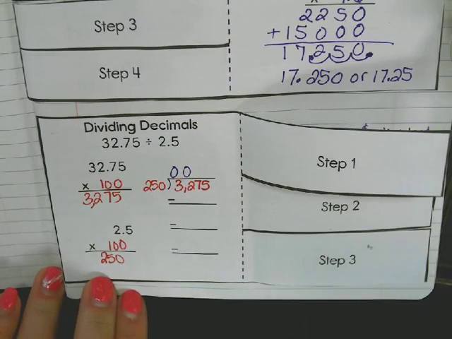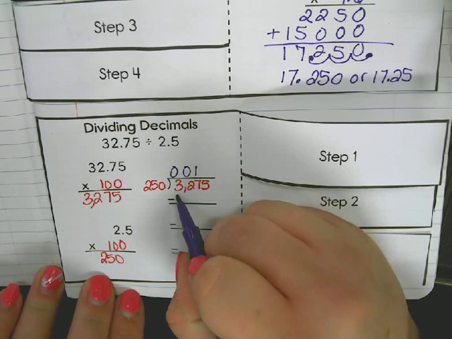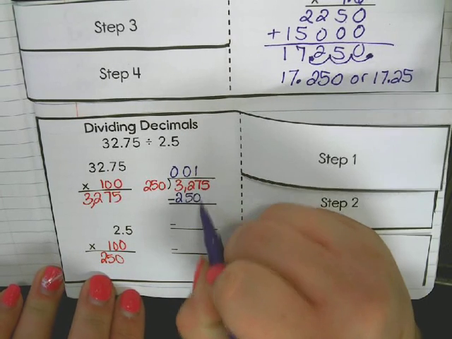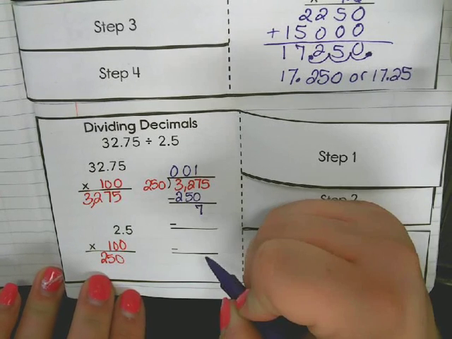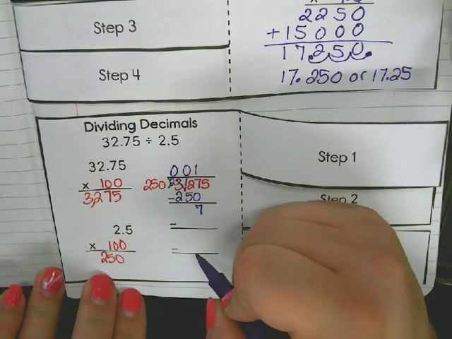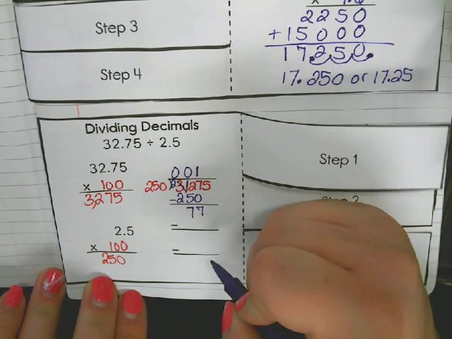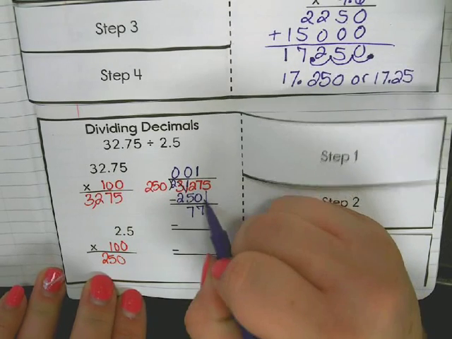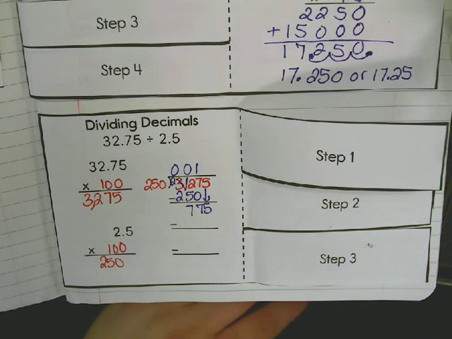1 time, which gives me 250. So subtract. 7 minus 0 gives me 7. 2 minus 5? Can't do it, so I got to borrow. It becomes a 2. That becomes a 12. So 12 minus 5? 7. 2 minus 2? 0. Bring down my 5. So now I'm going to take 250 into 775.